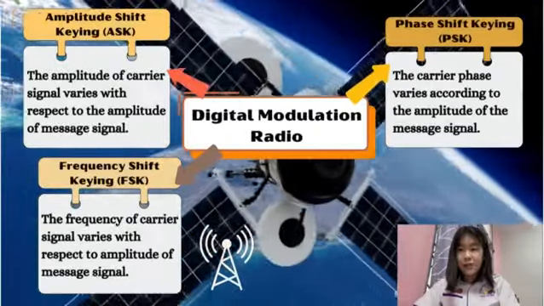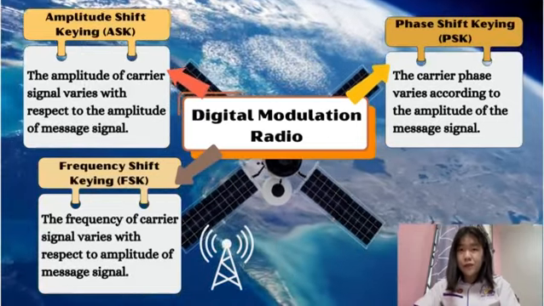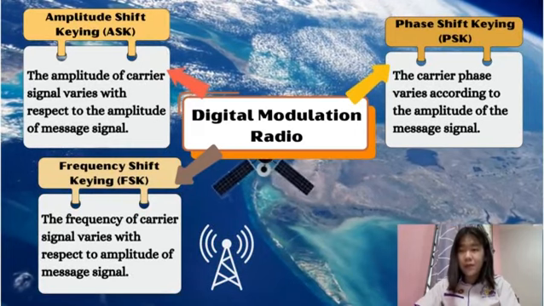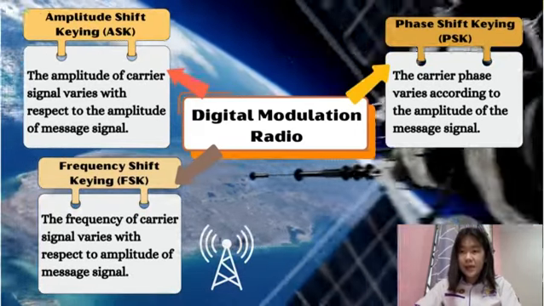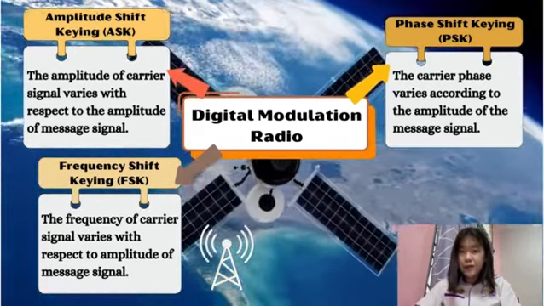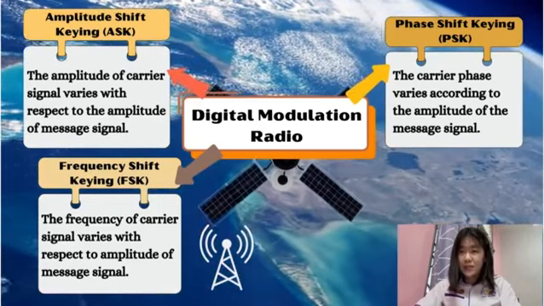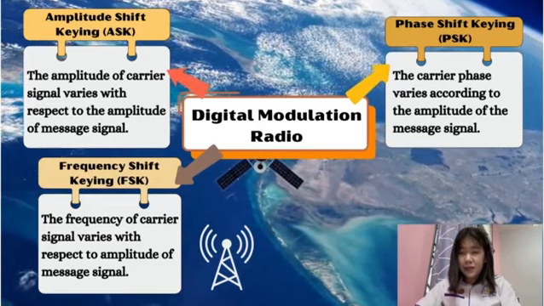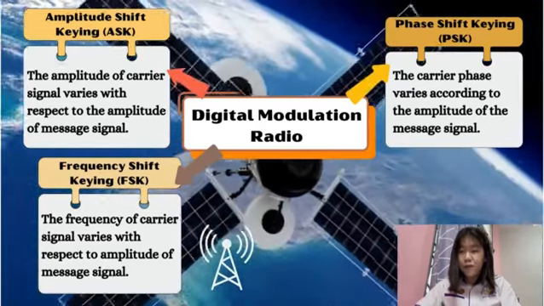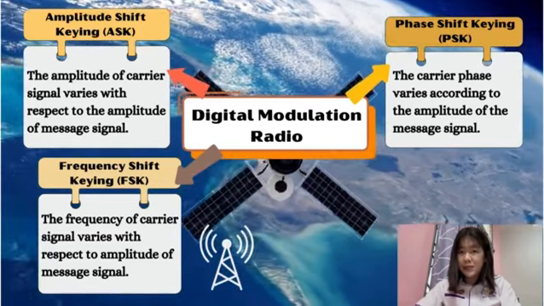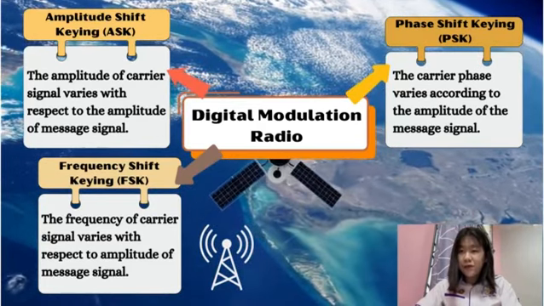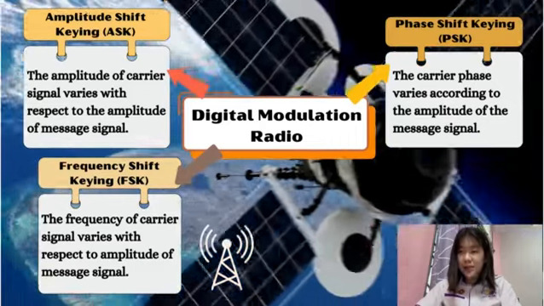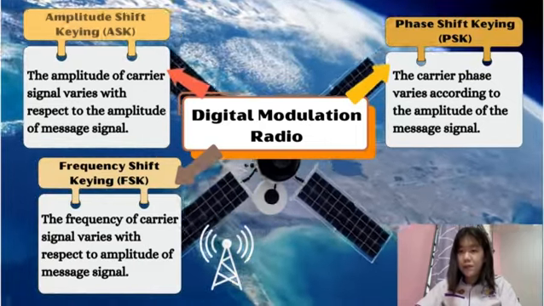We have three main types of digital modulation, which are amplitude shift keying, frequency shift keying, and phase shift keying. In simple terms, for ASK, the amplitude of the carrier signal varies with respect to the amplitude of the message signal. Next, for FSK, the frequency of the carrier signal varies with respect to the amplitude of the message signal. Last but not least, for PSK, the carrier phase varies according to the amplitude of the message signal. In the next slides, I will briefly explain how they work.